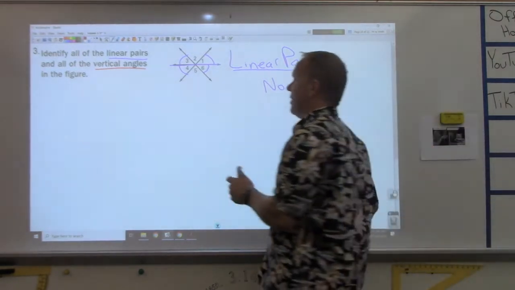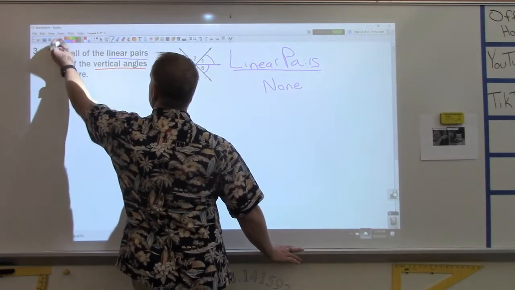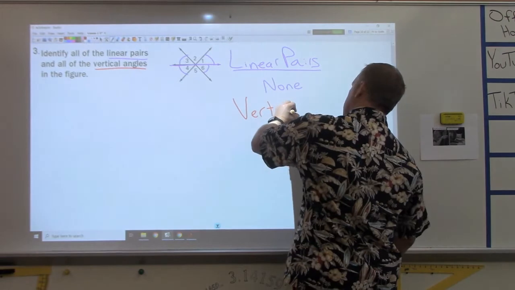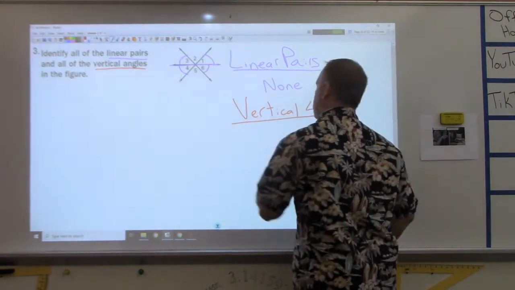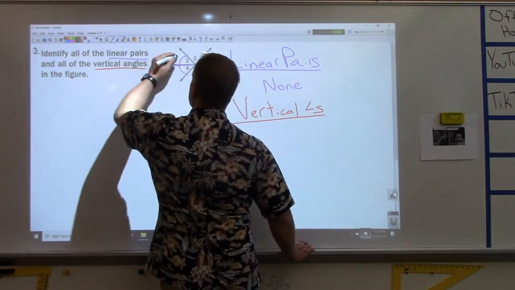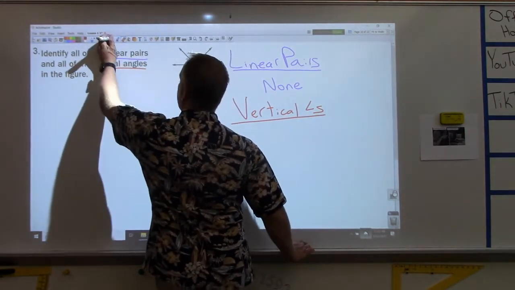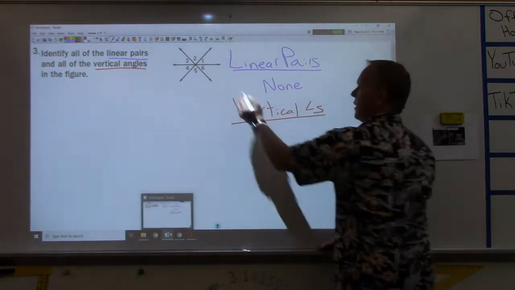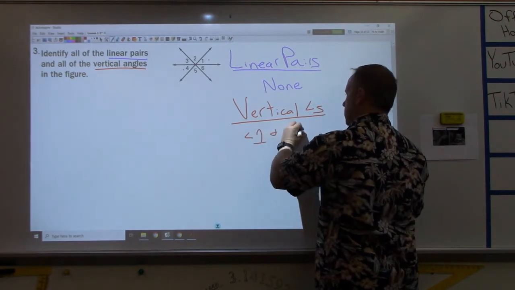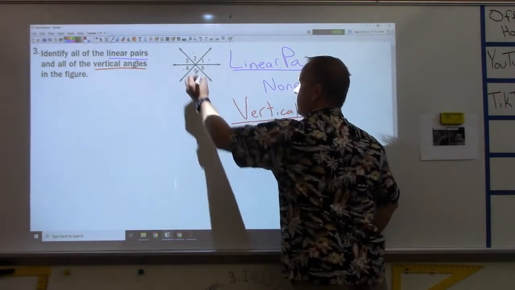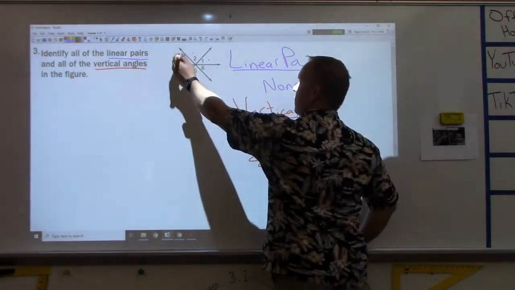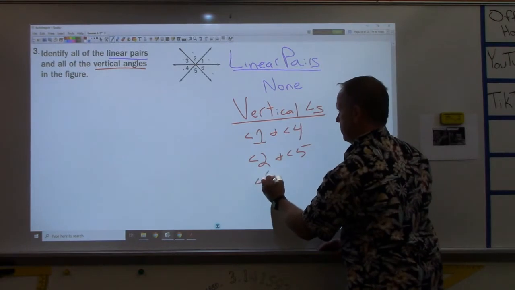Vertical angles, on the other hand, oh boy. Vertical angles. Look at the angles that are right across from one another. Hopefully by now, we're good at naming vertical angles. Look at angle 1 and angle 4 are across from one another. Angle 2 and angle 5 are across from one another. And angle 3 and angle 6 are across from one another.